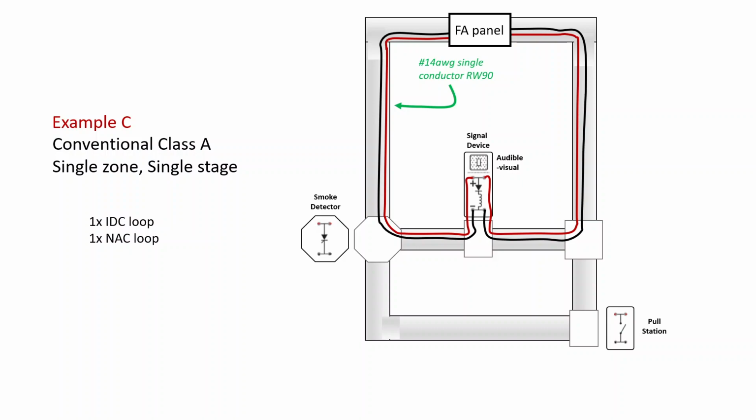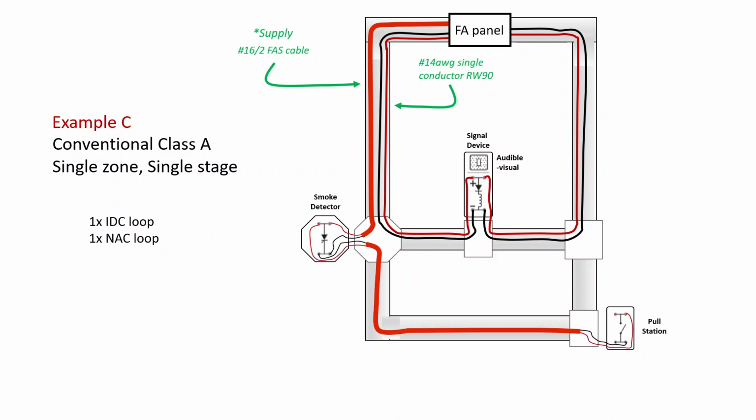The second portion of this wiring will be FAS cable, and it's going to pick up both the smoke and the pull station. So out of my fire alarm panel comes a supply 16-2 FAS cable, and out of the smoke detector, I'm then going to pull another FAS cable to my pull station. Out of the pull station, I'm then going to go all the way back to my fire alarm panel, and this would be considered the return FAS cable.